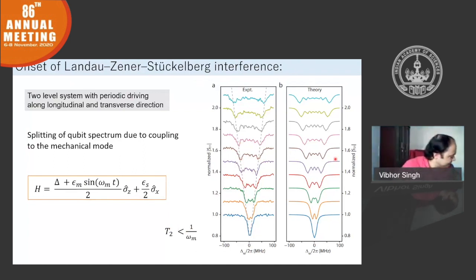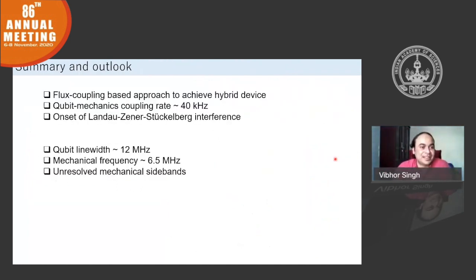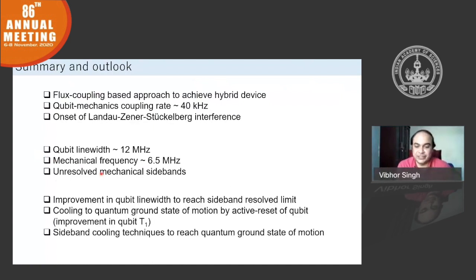Just to summarize the talk, I showed that we have a new flux-based coupling to realize a hybrid device where we can integrate a qubit with a mechanical mode. We can achieve single-photon coupling rates of order 40 kilohertz. As a consequence, we see the onset of Landau-Zener-Stückelberg interference. The current experiment has a limitation: the device has a line width of 12 megahertz and the mechanical frequency is of order 6 megahertz. This puts us in the unresolved mechanical sideband limit, and we could not use sideband-resolved techniques to cool the mechanical oscillator to the ground state.